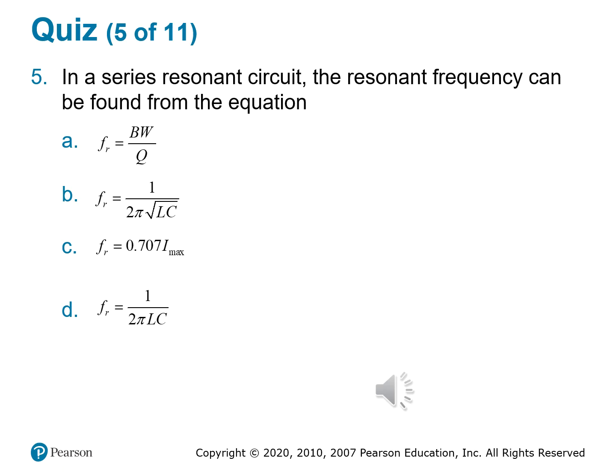Quiz question number 5. In a series resonant circuit, the resonant frequency can be found from the equation. I'm not going to read all the equations. You can look at them. Is it A, B, C, or D? Go ahead and pause the video. And thank you for returning. And the correct answer is B, which was resonant frequency is equal to 1 divided by 2 times pi times the square root of LC.